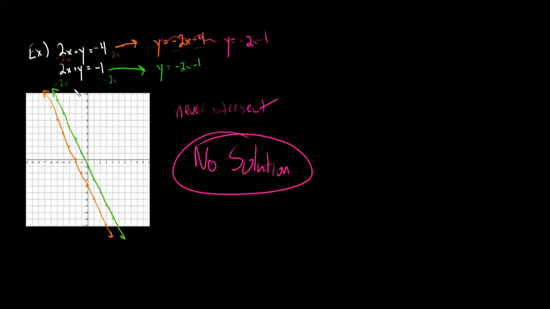If you have a pair of parallel lines, they're never going to intersect. It's no solution. If you have two lines and they're actually the same line, they're on top of one another, you have infinitely many solutions, okay? So that's how we solve systems of linear equations in two variables by graphing.